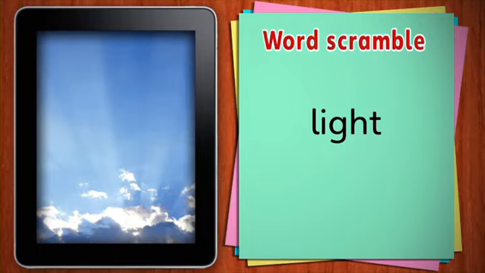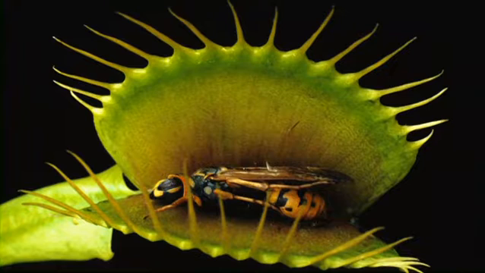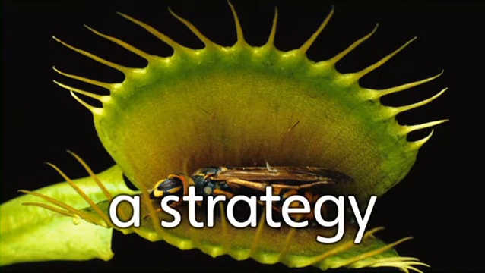Light. Plants need light. They use the energy from light to make their food. Let's learn more words about how plants adapt in order to survive. Strategy. A strategy is a type of plan. We may not think plants have strategies, but they do. Plants develop their strategies over very long periods of time.